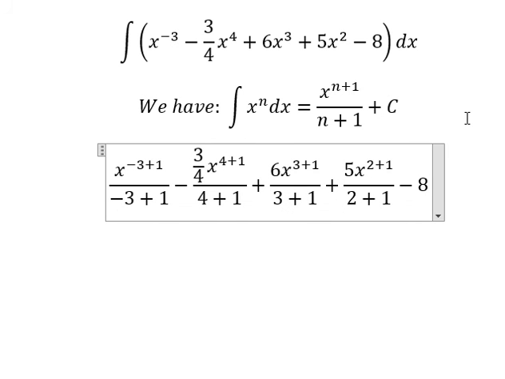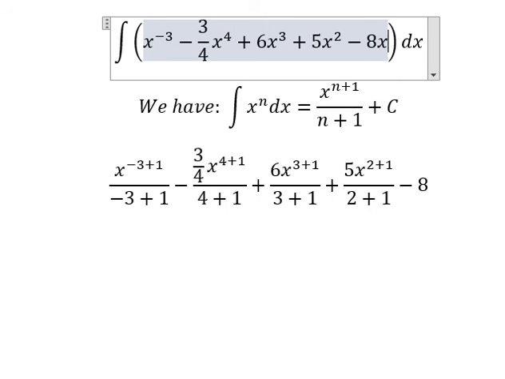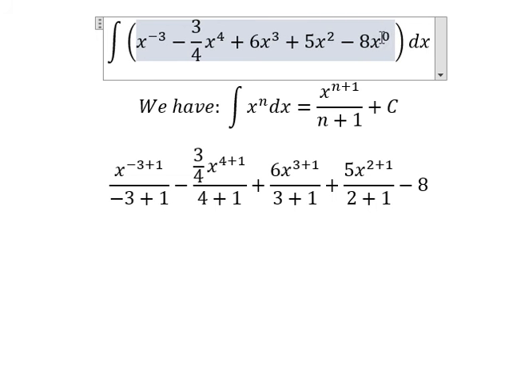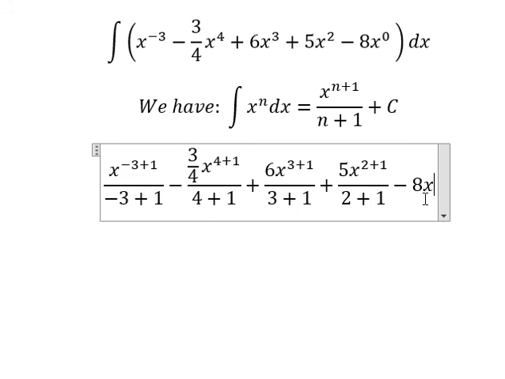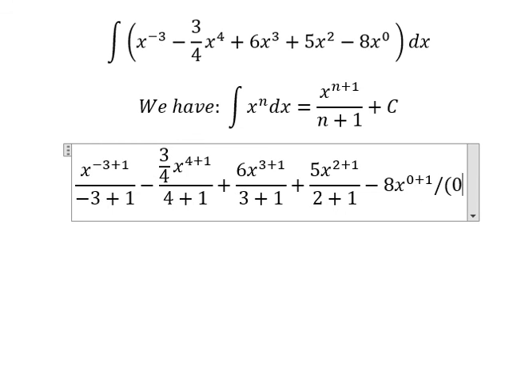And the last one, we know that this is about number 8. We can put s to the power of 0 in here, because s to the power of 0, you get number 1. So we have s to the power of 0 plus 1 over 0 plus 1.